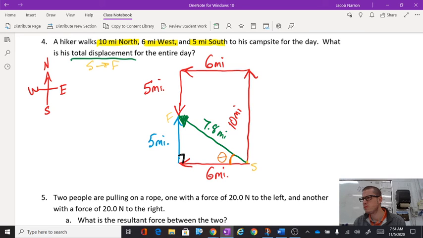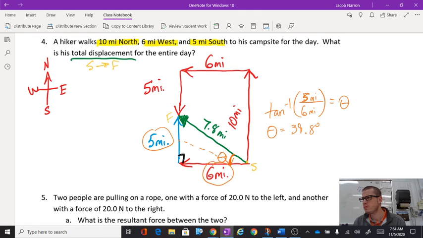All right. Now, finding theta, same old song and dance. Inverse tangent of opposite, which is 5. It looks like an S, but it's a 5. Over 6, which is the adjacent. So inverse tangent of 5 over 6, and I got 39.8. So theta equals 39.8. There we go. Now we're all caught up.